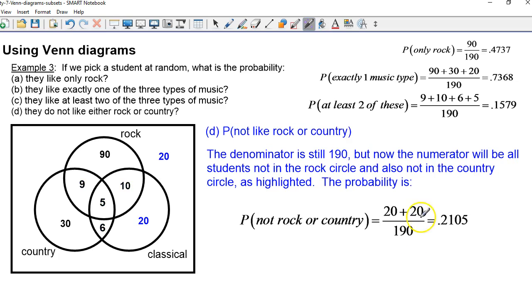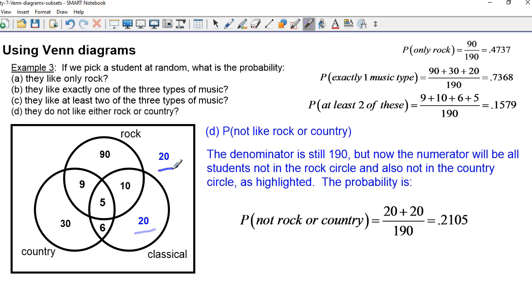And then for this one, the last one, D, the probability that someone does not like rock or country, the denominator is still 190, but now the numerator will be all the students that are just not in the rock circle or the country circle. So let me just X out the rock circle. They can't be in the rock circle. They can't be in the country circle, right? Any number that's not in there. So it would be this 20 and this 20. So 40 out of 190, which is 21%.